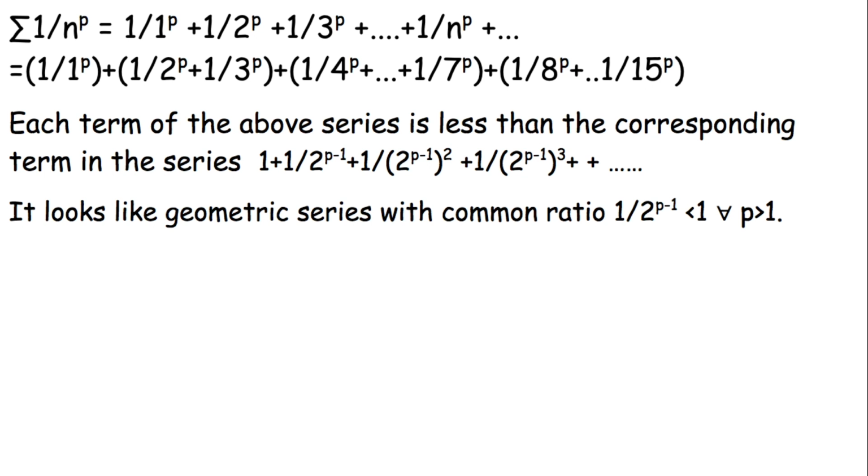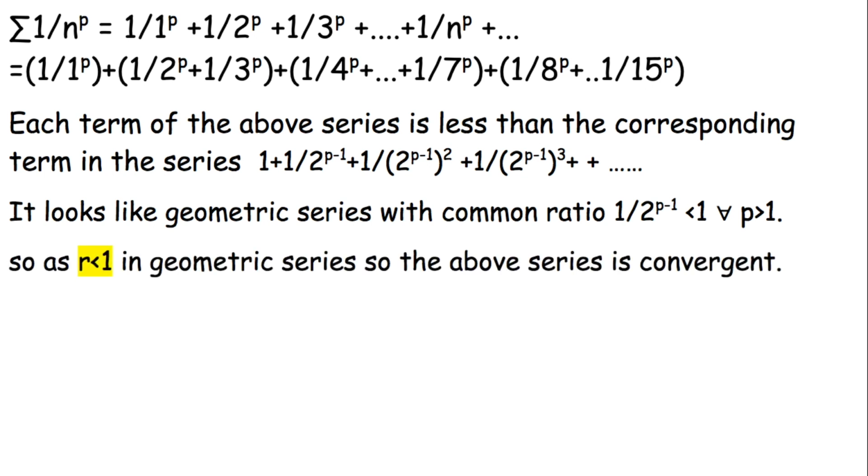So as we do further, we will find that 1 upon 2 raised to power p minus 1 is always less than 1, because for any value of p greater than 1, and in this case p is greater than 1, the denominator 2 raised to power p minus 1 will always be greater than 1. So overall 1 upon a denominator greater than 1, for every value of p greater than 1, gives us a value smaller than 1. So we will get the denominator bigger than the numerator, and the value of this common ratio will always be less than 1.